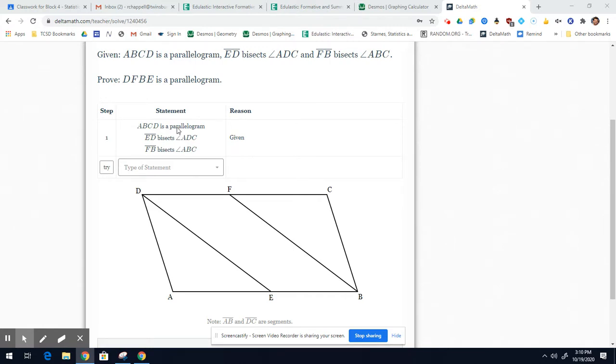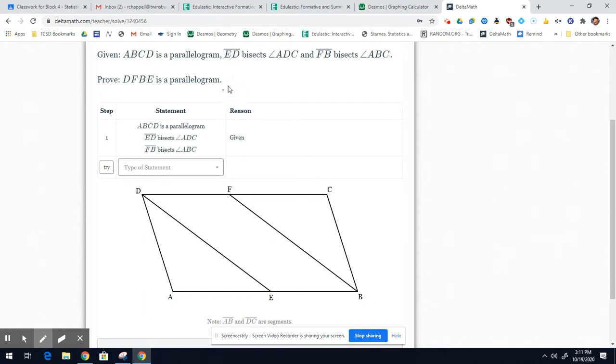So I'm given a parallelogram ABCD. That's the big figure, right? The big figure, all right? And I know that ED bisects ADC, this corner angle. And I know that FB bisects ABC, this corner angle. And my goal is to prove that the inside figure is a parallelogram.